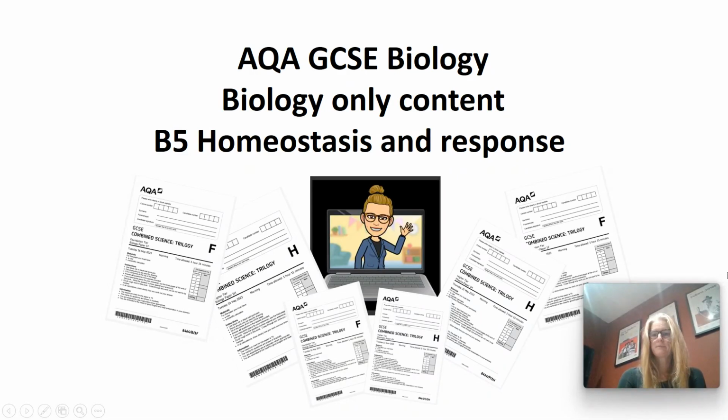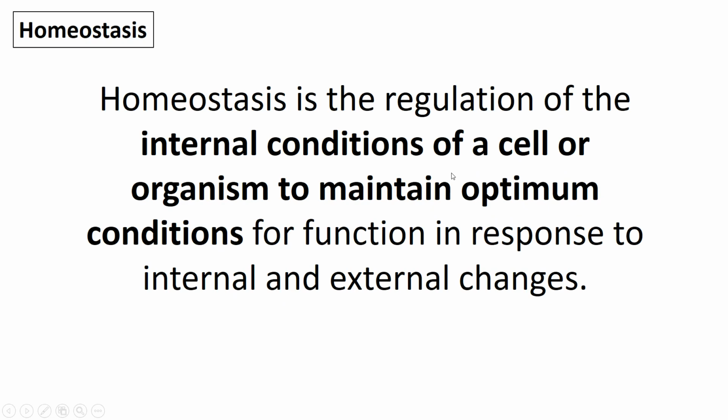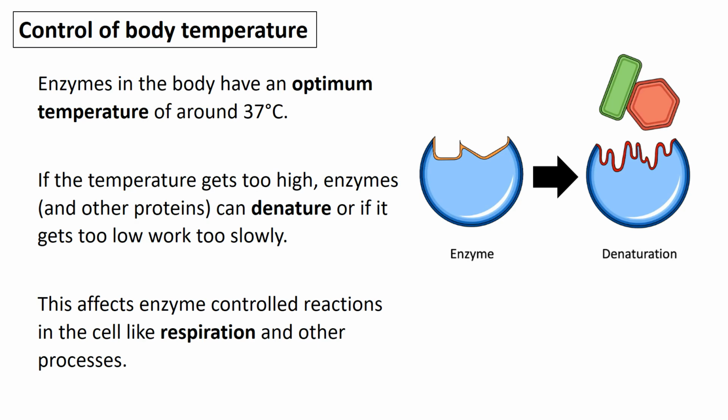Otherwise, let's get going. So hopefully you'll remember that homeostasis and response is basically how we respond to those external things that are going on in our environment. So this is the definition of homeostasis: the regulation of the internal conditions of a cell or organism to maintain the optimum conditions. And that means that organisms and cells can respond to whatever is going on internally or externally. Now, if we have homeostasis when we think about body temperature, that means that our optimum conditions inside the human body is maintained at around 37 degrees.